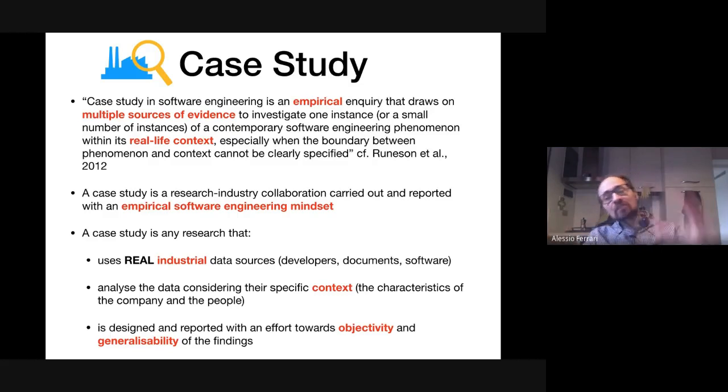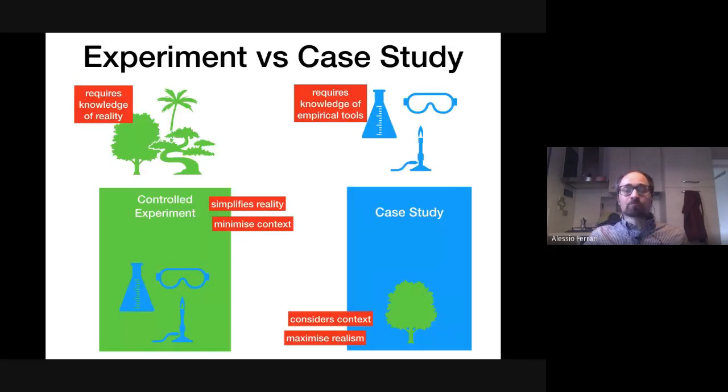Okay, so this is what case studies are in general. I think I gave you a quite comprehensive overview. Let's go deeper on the definitions, because it's quite important. Here you see the radical difference between an experiment and a case study in terms of attitude of the researcher.